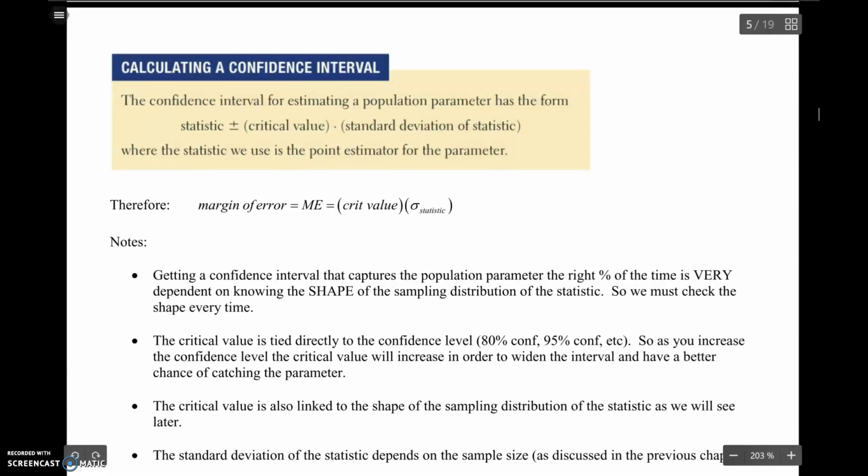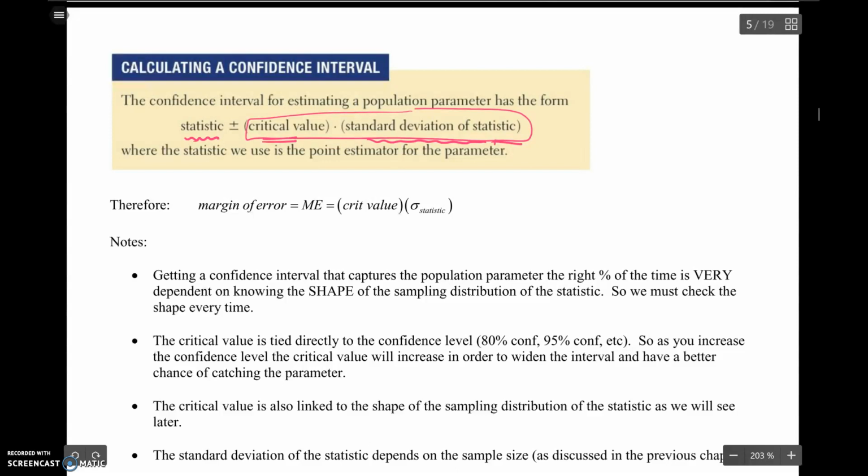Calculating confidence intervals. So I already kind of let the cat out of the bag here, but confidence intervals in this class will always be calculated by taking your statistic plus or minus some crit value times the standard deviation of the statistic. And this is actually the formula that is given to you on the formula sheet. Okay, so we just need to figure out what the sensible statistic is, what value to put in here, and what the standard deviation of that statistic is. And this is also going to be on the formula sheet, if you just know which one to pick out. So our margin of error then is simply the product of these two things.